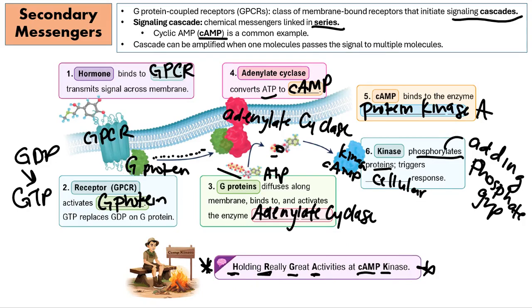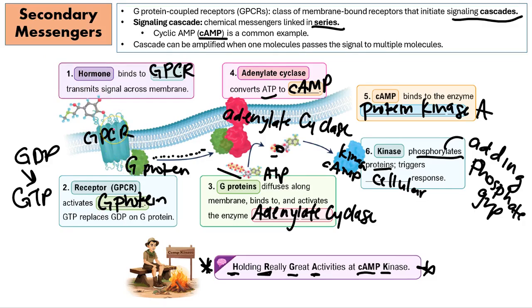Now let's briefly talk about amplification. So cascades, or the signaling cascades, can be amplified when one molecule passes a signal to multiple molecules. Now we have to think of all these little steps here, 1 through 6, and figure out what areas can actually cause more molecules to pass through. So the hormone binding to the receptor, there's not going to be any amplification here. Why? Because the hormone is specific to that single receptor.